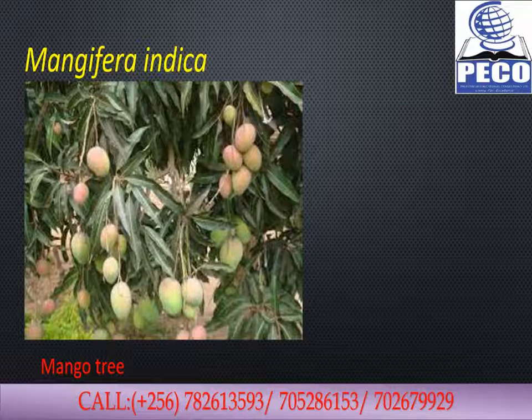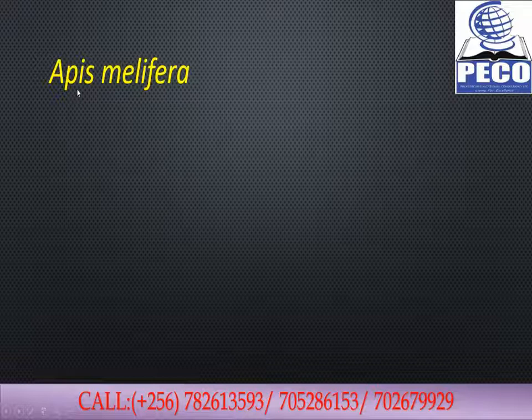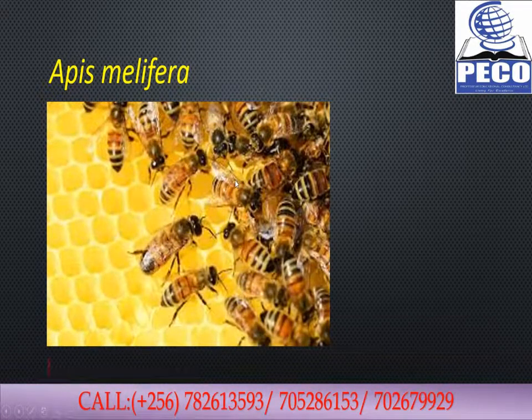Good. Do you need another example? Let us try. Apis mellifera. The two names, uppercase, lowercase, and they are in italics. We are following the rules. Okay, who is this one? Honeybees. Wow.